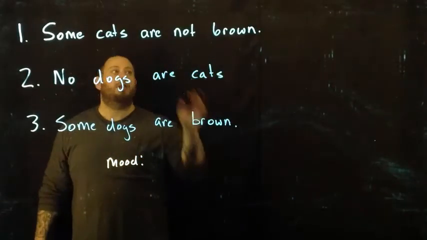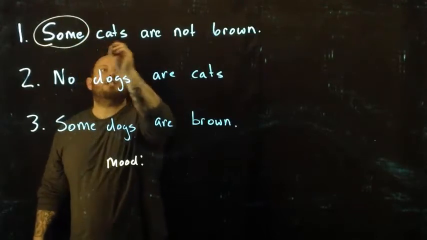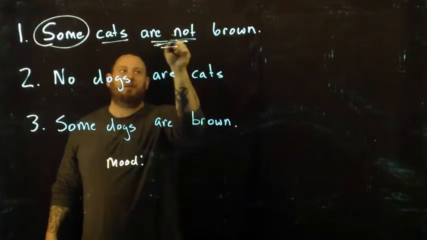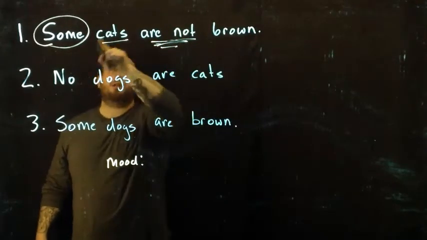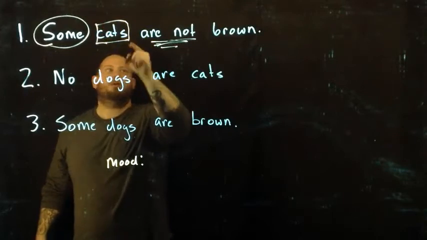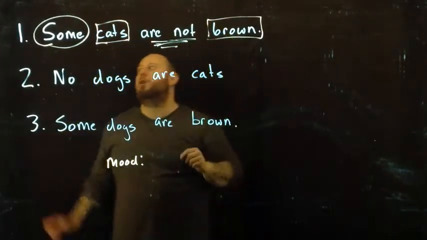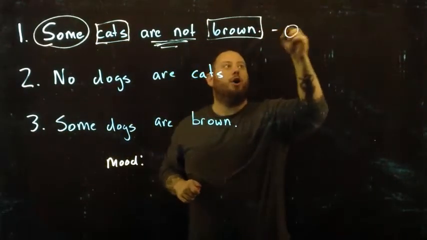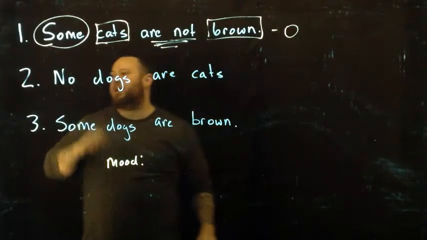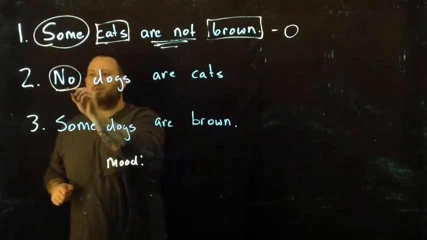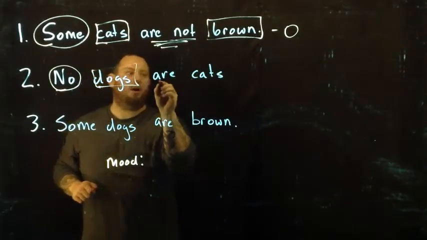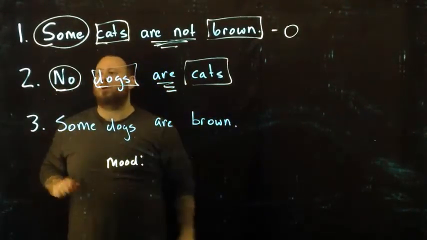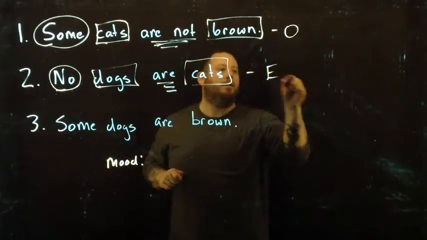In the mood, we know this is a "some," and this is term one, are not. And this is key, right? We have to make sure whether it's an "are" or "are not." Some cats, it's our term, are not brown. So if it's some P are not Q, we know that is an O statement. And our second one is "no," and this is key, dogs, here's a term, are cats. So if it's a no P are Q, that is an E statement.